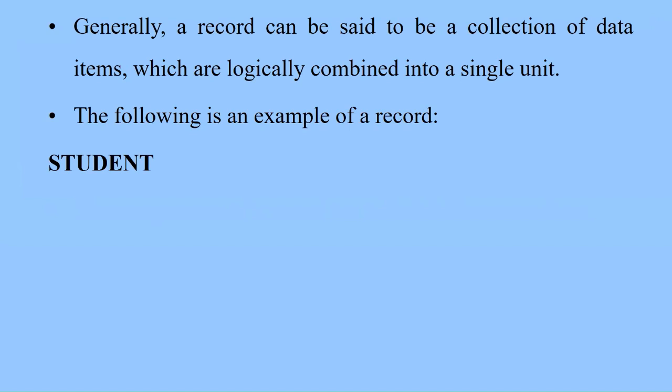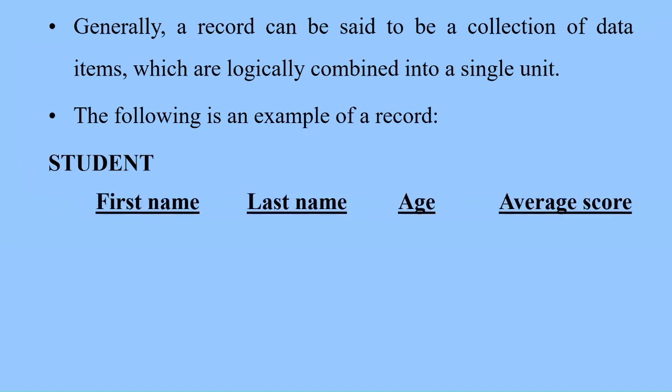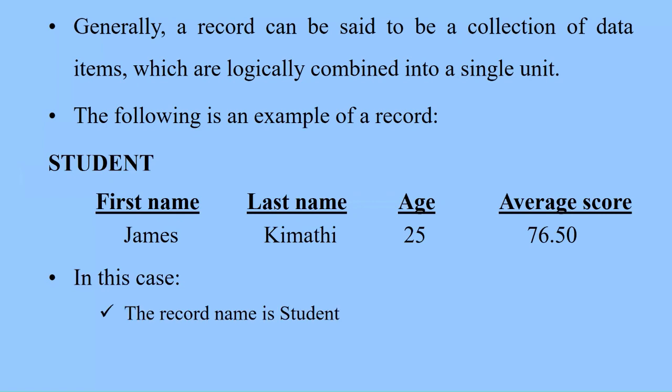My record that I want to use to demonstrate this example is student. This student, or the record for the student, is composed of several fields. One is first name, the second one is last name, then we have age, and we have average score. One of the students is James Kimathi. Age is 25, and the score is 76.50. In this case, the record name is student.